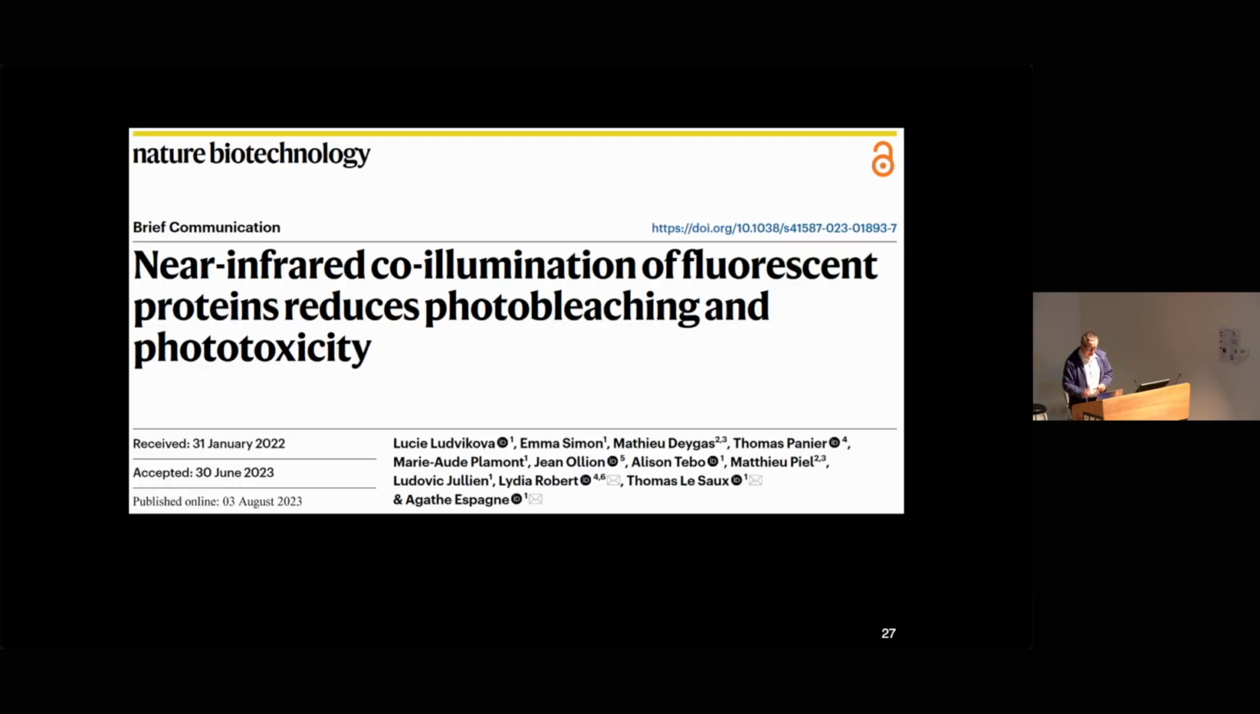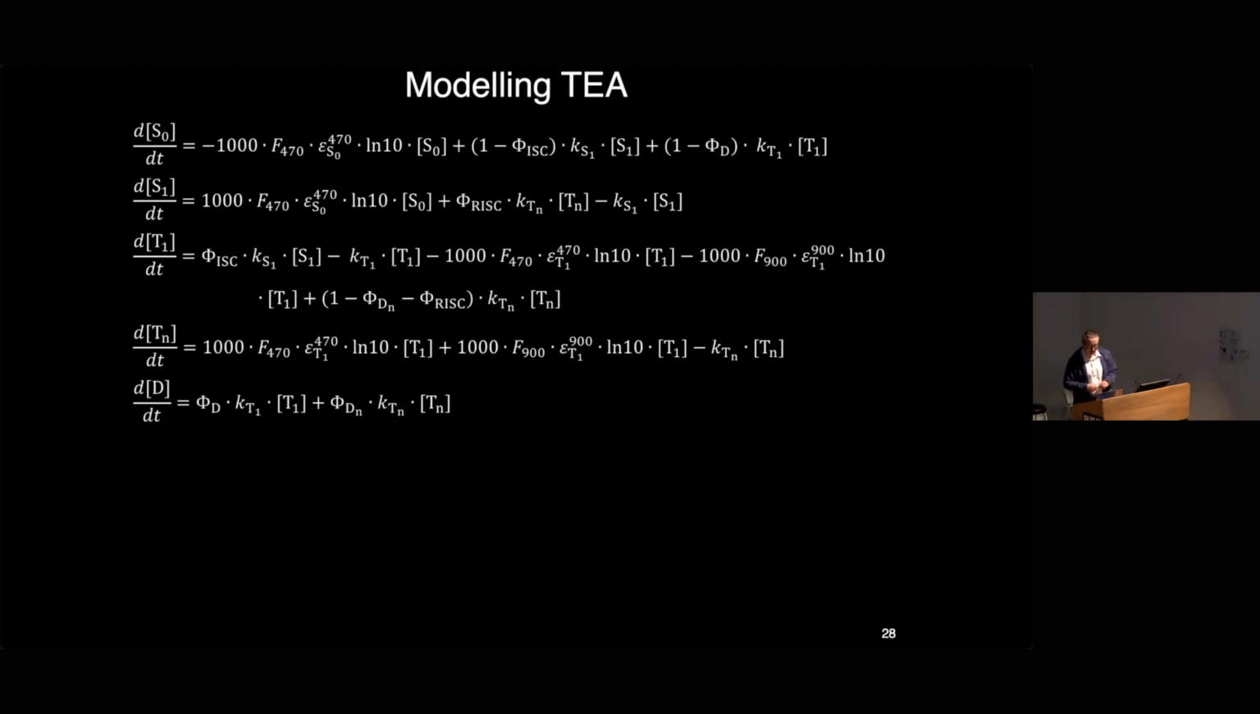Then 2 days later, this paper comes out in Nature Biotechnology, showing exactly the same thing, but in a much nicer way and for a much broader palette of fluorescent proteins. And so this seems to be a general trick you can use for green fluorescent proteins to reduce the photobleaching rate. The question then is, what's going on? And the answer is this.